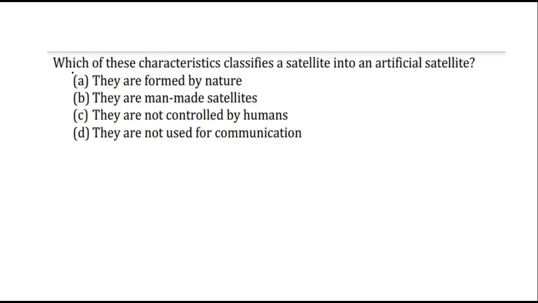Next question: which of these characteristics classifies a satellite as an artificial satellite? Because they are man-made. That's a very simple question. They are formed by nature? Wrong answer. They are not controlled by humans? Wrong. They are not used for communication? Wrong. So this is the correct answer: they are man-made satellites.